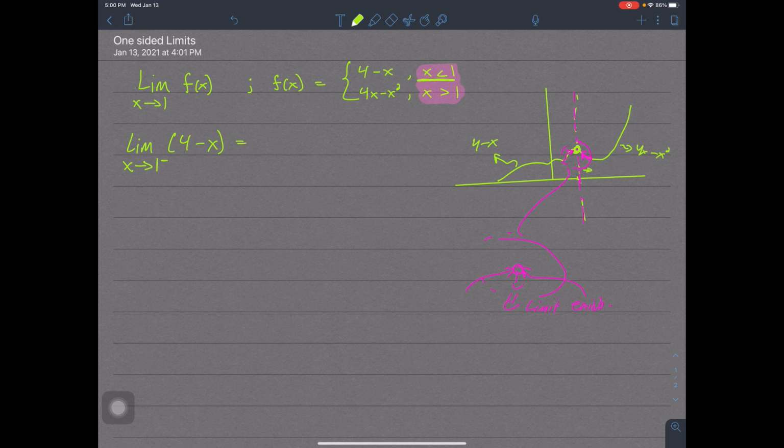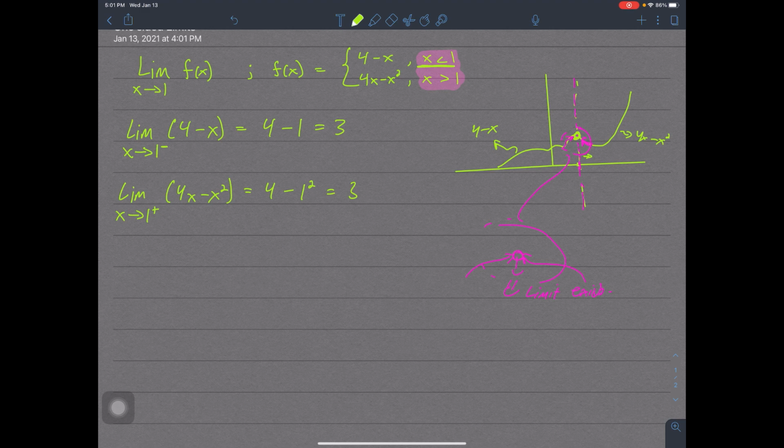If we take this limit, we're simply going to go 4 minus, plug in 1 for x, and that's going to equal 3. So that's our limit from the left side. Now let's solve our limit from the right side. From the right side, we're going to use this function, 4x minus x squared, and let's just plug it right in. That's going to be equal to 4 minus 1 squared, which is equal to 3 as well.